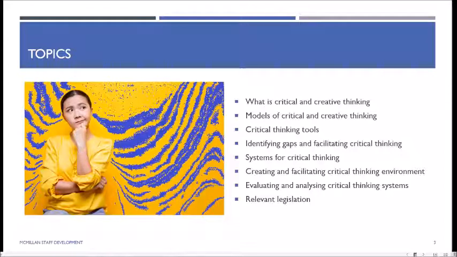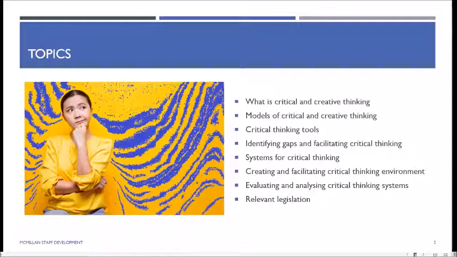We're going to look at identifying gaps and facilitating critical thinking. So this assessment: how do we assess critical thinking within our teams? What do we make of that? And then what can we do with that information that we have available? How can we facilitate an improvement in critical thinking, which is really our main goal?